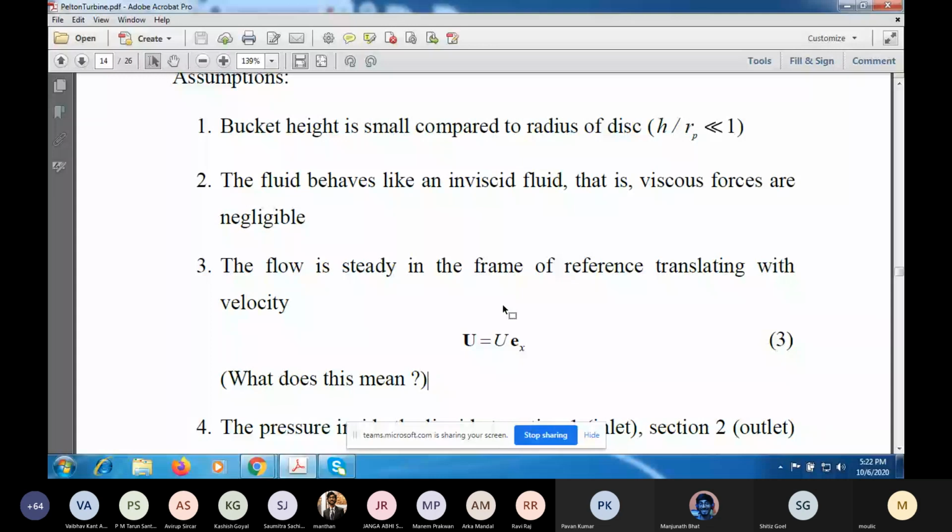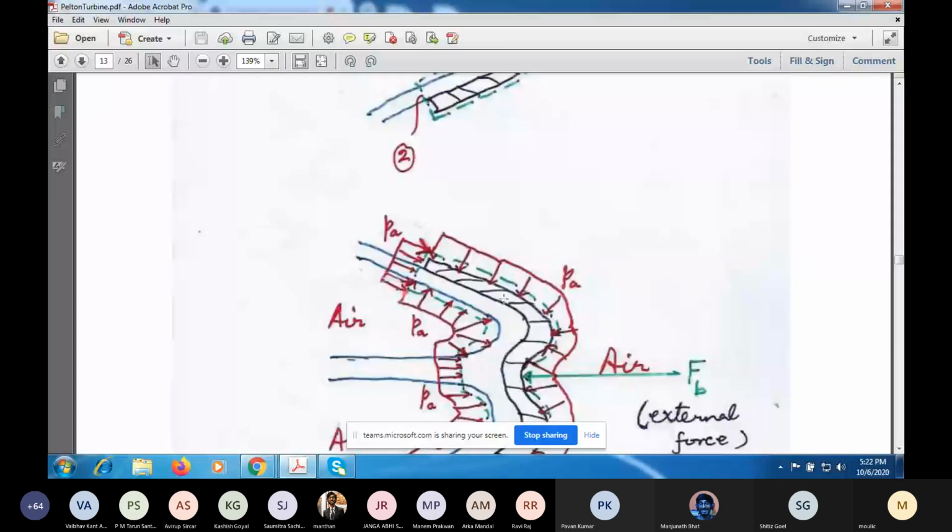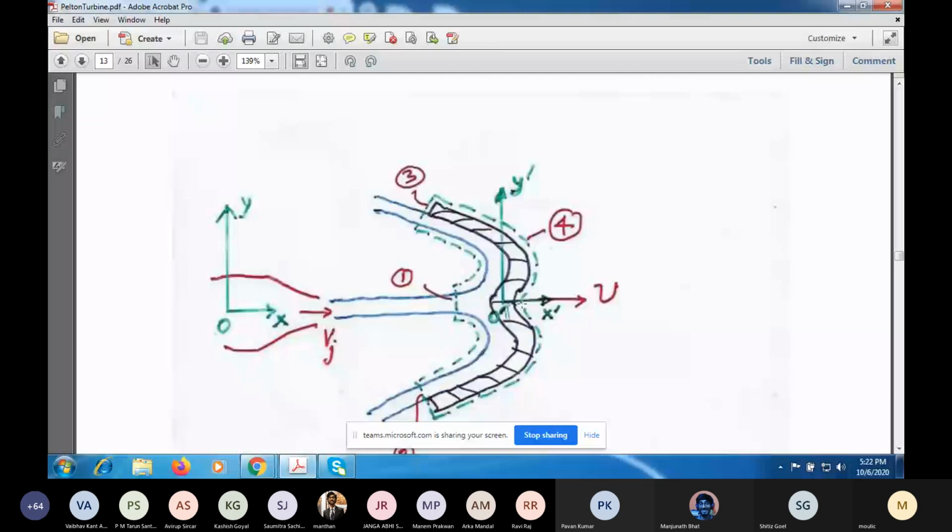So if you go back and look at this, you have a relative streamline pattern, and if you have an observer sitting and riding with the bucket, so in the moving frame, he will see a stationary streamline pattern, not moving. So the flow is steady relative to him. But if you have an observer sitting on the left over here at the ground, he'll see this same streamline pattern translating to the right. So if the streamline pattern is changing with time, then the flow is unsteady in the stationary frame, but it will be steady in the moving frame.